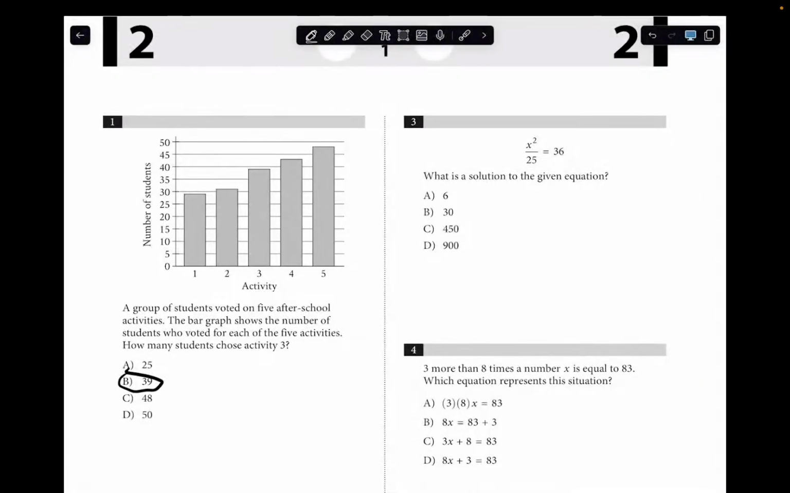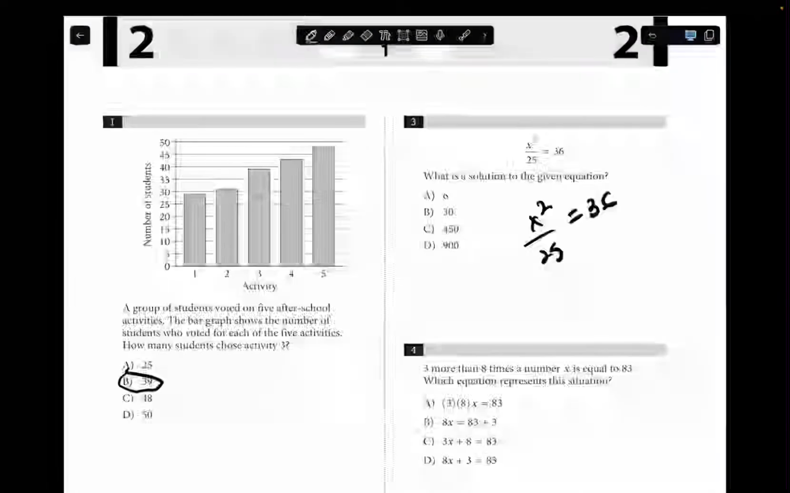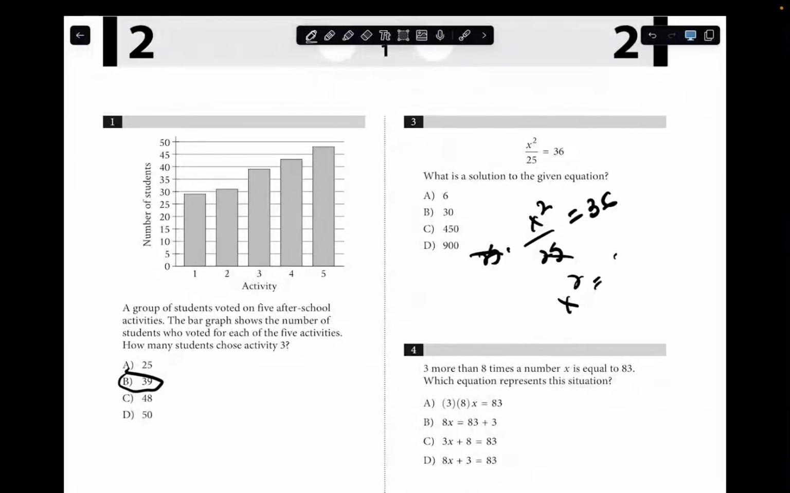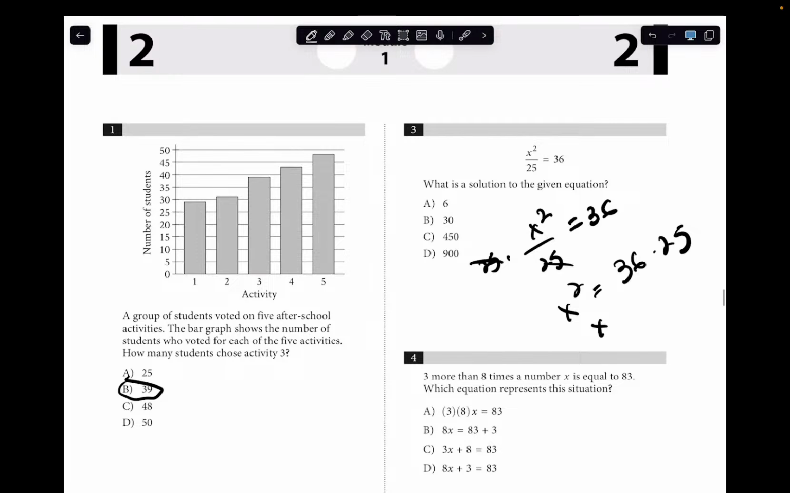What is the solution to the given equation? X squared over 25 equals 36. Multiply by 25 on both sides. X squared equals 36 times 25, 900. Square root of 900 is 30.